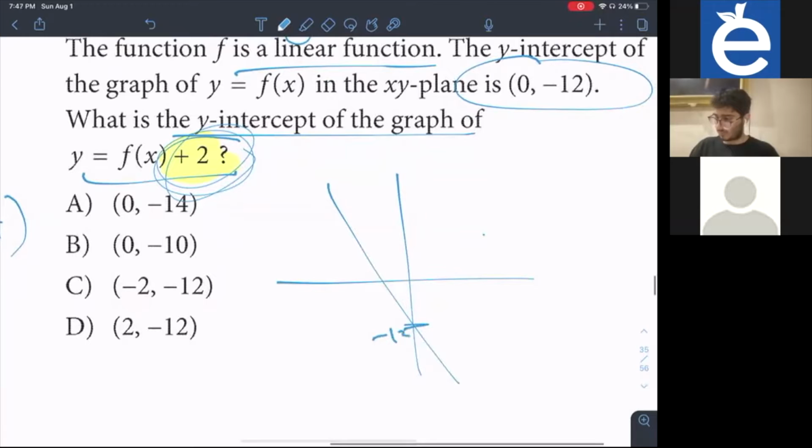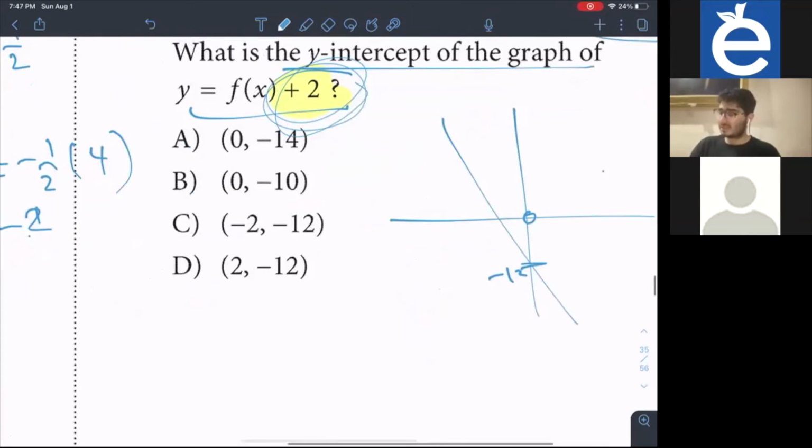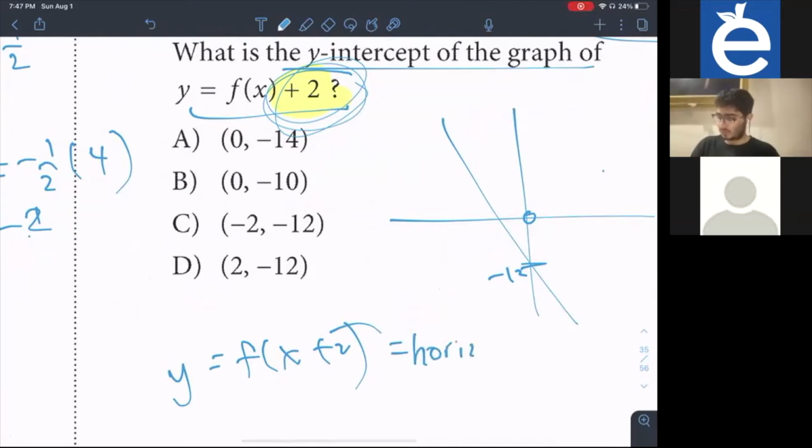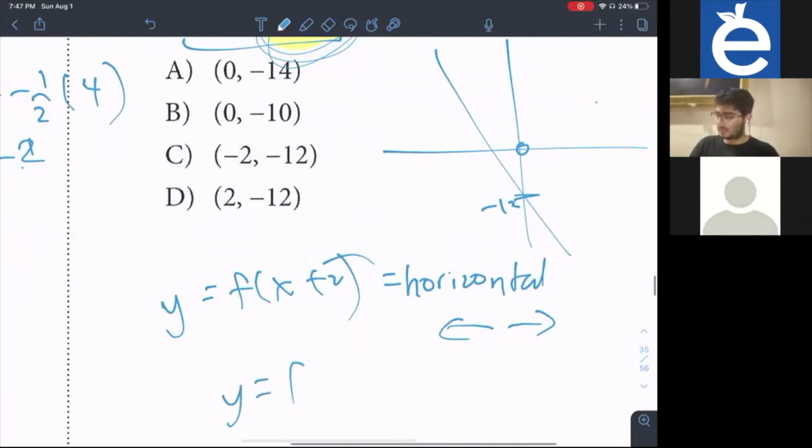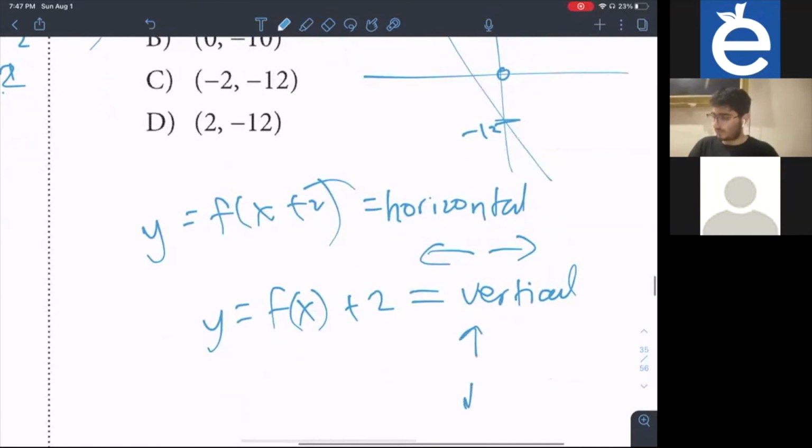Let's say this is -12. This is 0. So if it's a vertical shift, it would be a plus or minus on the outside of the formula, or f of x. If it was a horizontal shift, it would have been y is equal to f of x plus 2, which would mean it's horizontal, meaning it can move left or right. Y is equal to f of x plus 2 is vertical, meaning up or down.